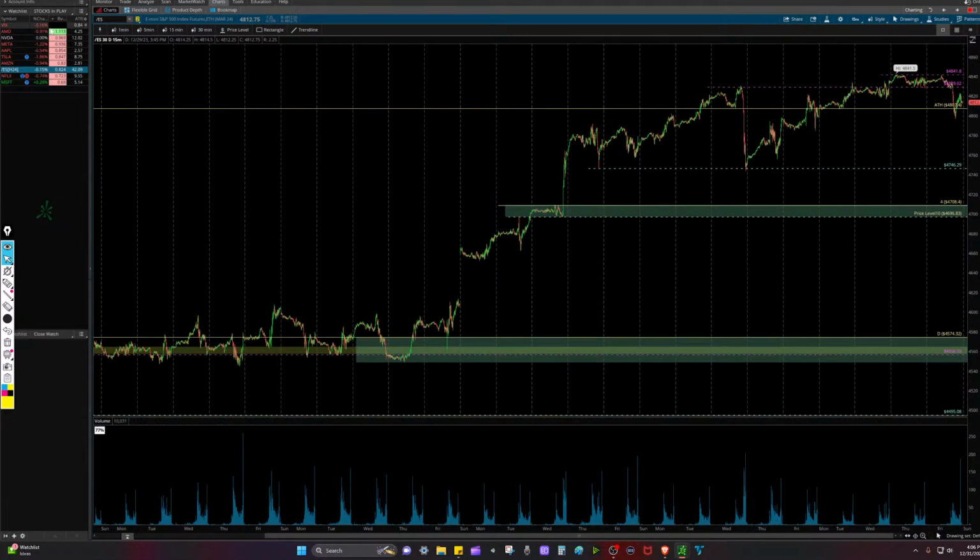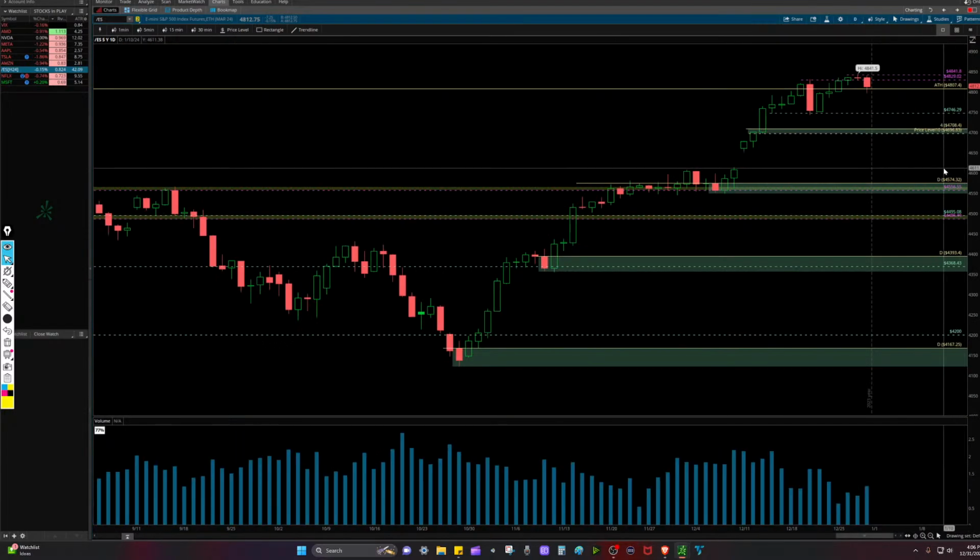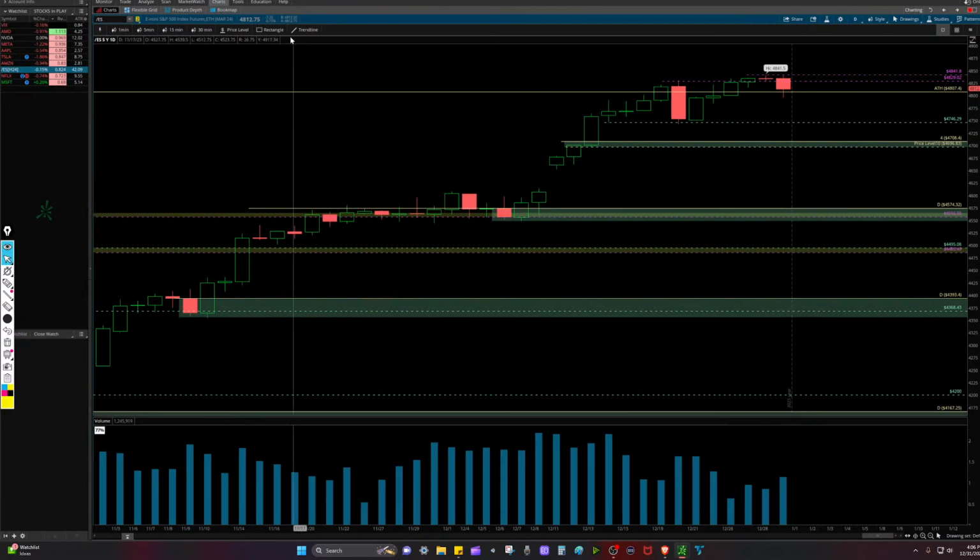Not much happening here, not much going on. But from a daily perspective, I can conclude that if market opens below this on Tuesday, then we can see a bearish setup. And if it opens above this or that, then we can see a possible bullish setup.